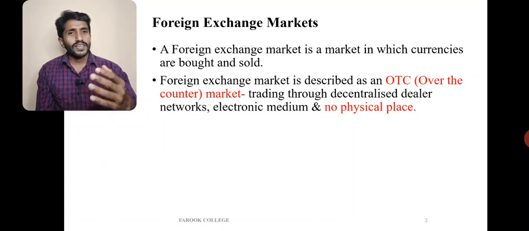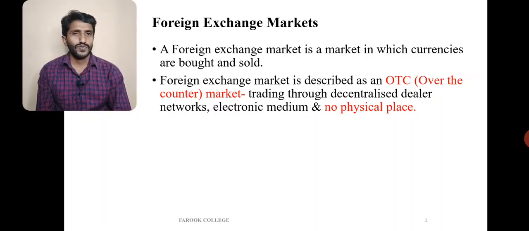So for each international transaction, there is a need for convertibility of currency. That's why there is a high need for an international foreign exchange market.